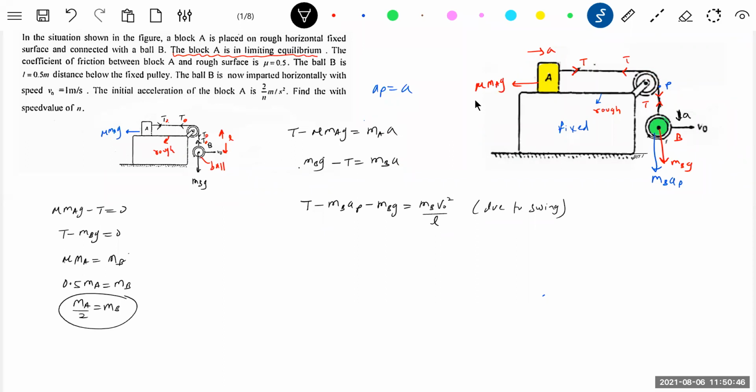Are you getting this? Now we have to solve this. We have almost all the information. First, how to eliminate the tension. We'll get the acceleration of P equal to this. What we have to calculate is the initial acceleration of block A. A is the unknown which has to be calculated. Shall we add up these two first?